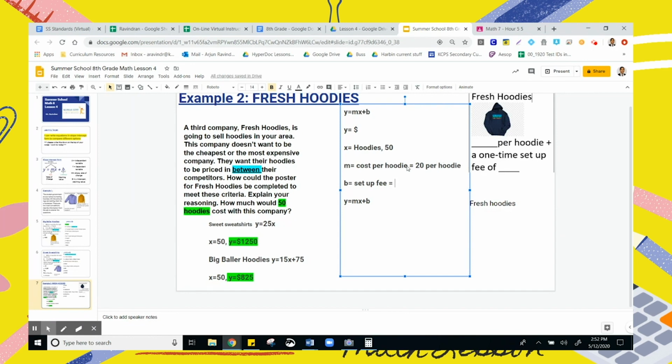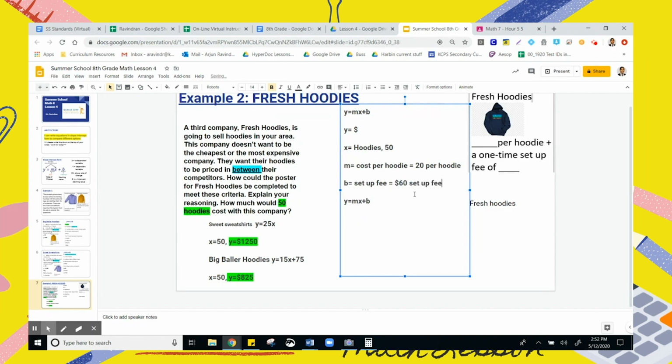Sweet Sweatshirts had a $0 setup fee. Big Baller Hoodies had a $75 setup fee. So, what is the setup fee that we should use? Well, you can choose any one that you want. I'm going to go with, let's say they charge a $60 setup fee.